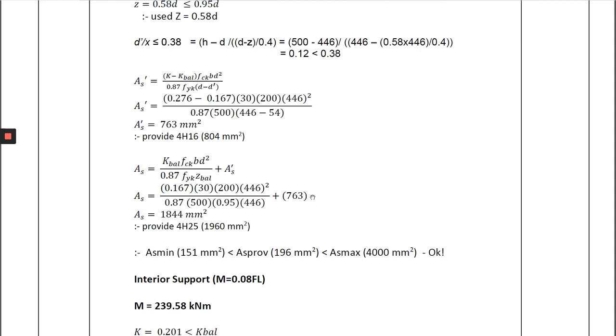So you have to remember here, the AS prime that you have to use is actually AS prime required here, 763, not AS prime provided. So I'll get the answer for H25, 1960. The answer is in between the minimum and also maximum value.